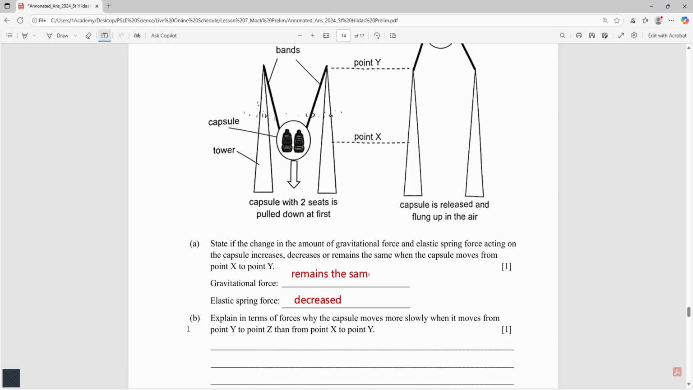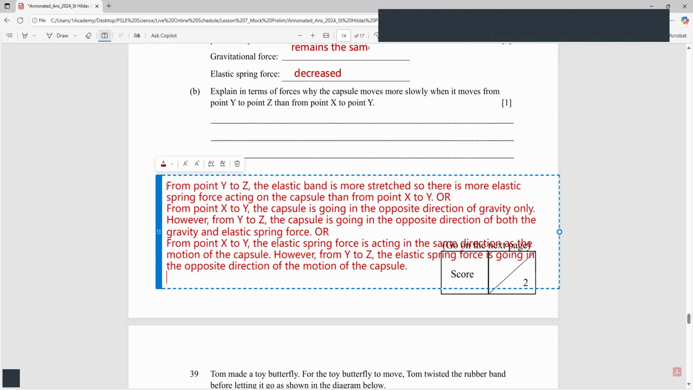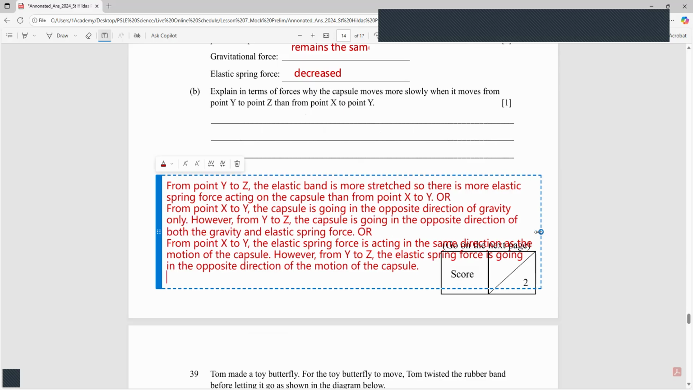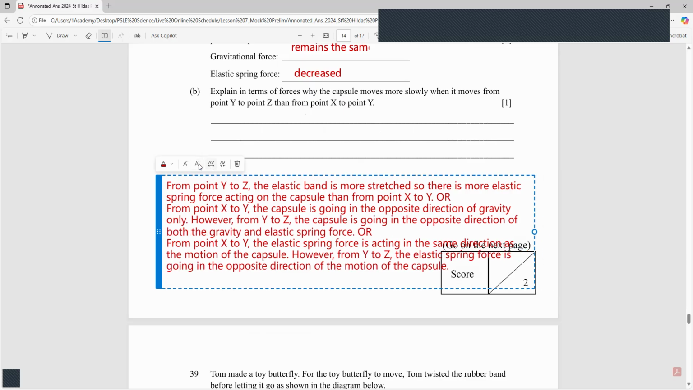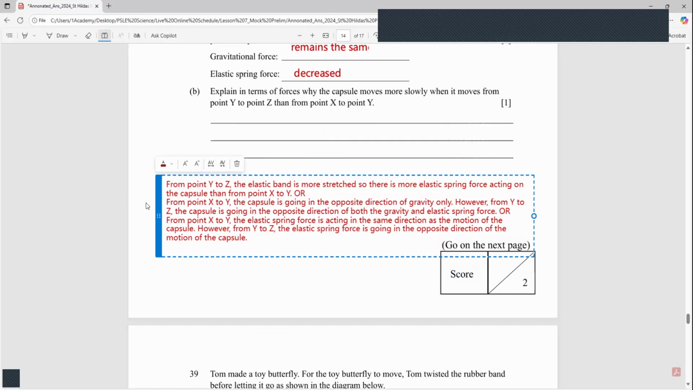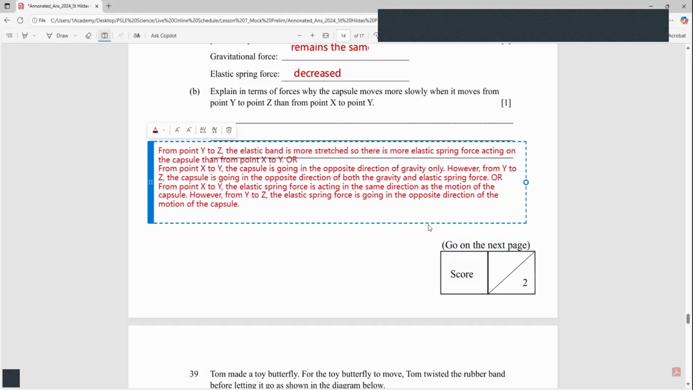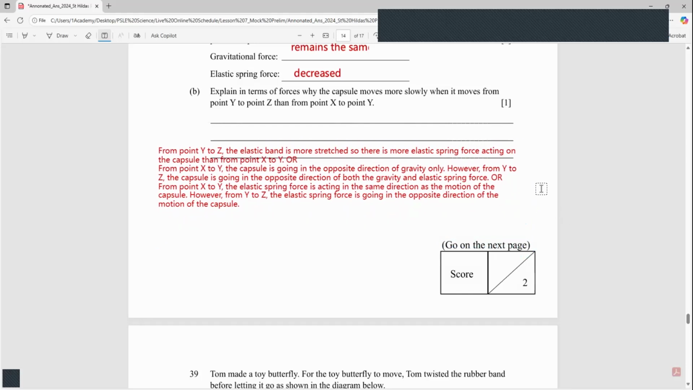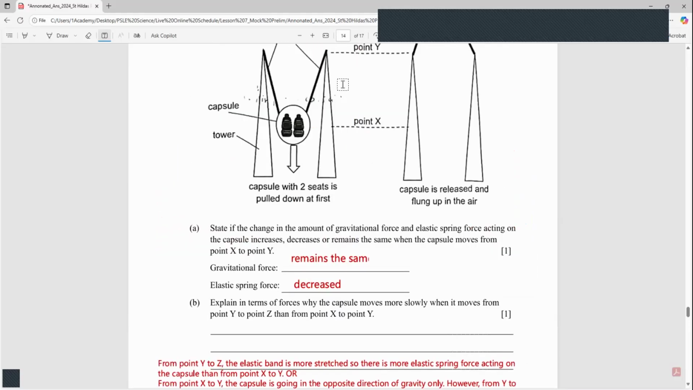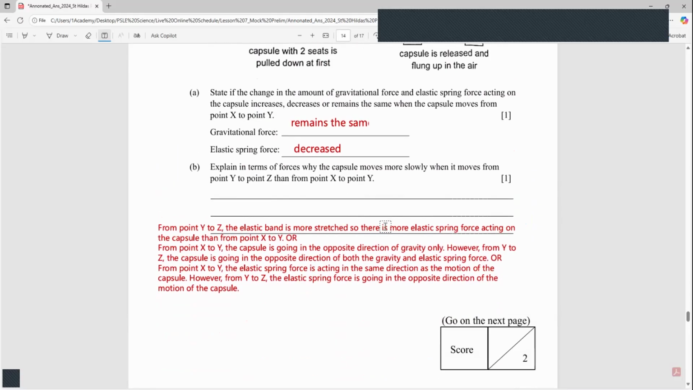This answer is quite long. Let me copy the answer and send it to you. Let me put it below here, easier. Very long answer, I see. Let me shorten this part. From point Y to Z, the elastic band is more stretched. So there is more elastic spring force acting on the capsule.